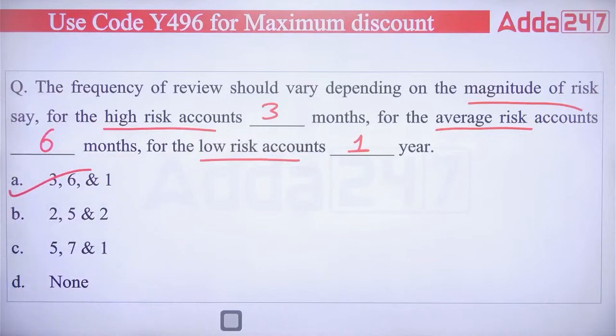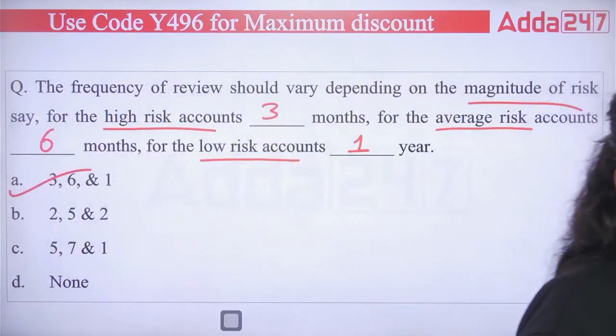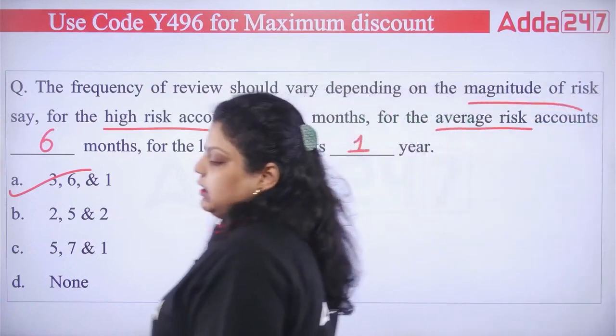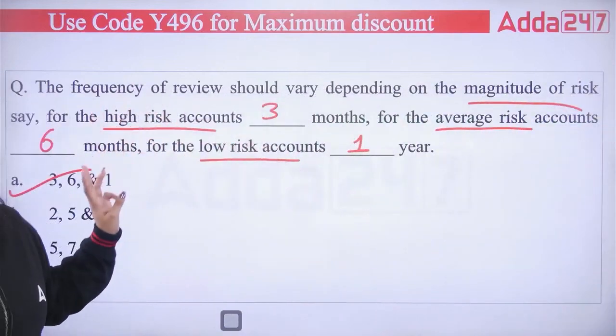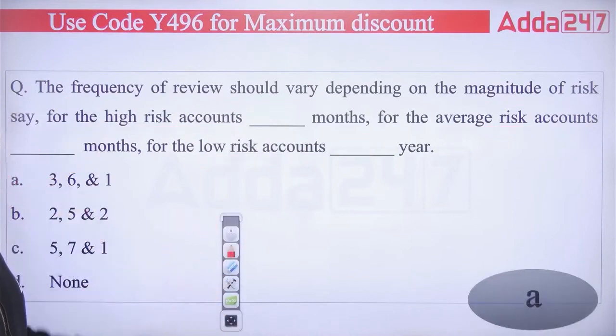Okay, this is the frequency of review on the basis of risk level. So do remember that this is the risk level: 3 months, 6 months and 1 year for your high, average and low risk customer respectively. So the right answer you have is A.